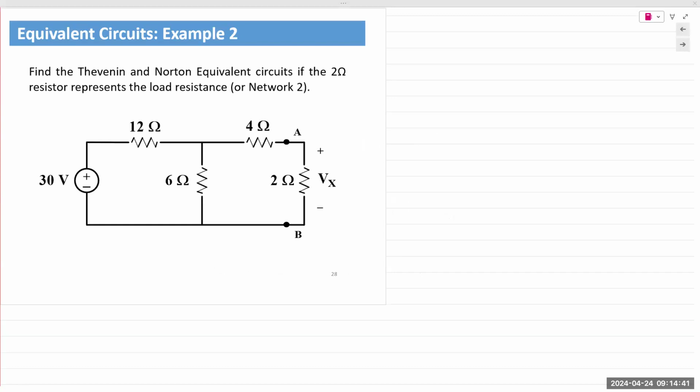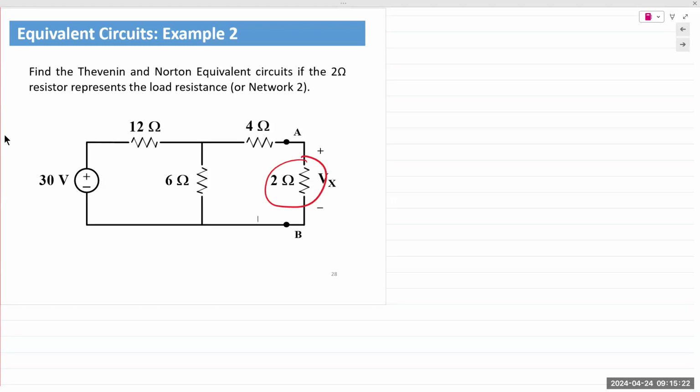Okay, all right, what I want you to do is to draw out the circuit first to determine the Thevenin resistance. But first, look at the problem statement. What is it telling you? It is telling you that the 2-ohm resistor represents the load resistance. Okay, so what is the first thing that we have to do? We have to set up the problem, right? If the 2-ohm resistor represents the load resistor, it is the same as stating determine the Thevenin and Norton circuits as seen by the 2-ohm resistor.